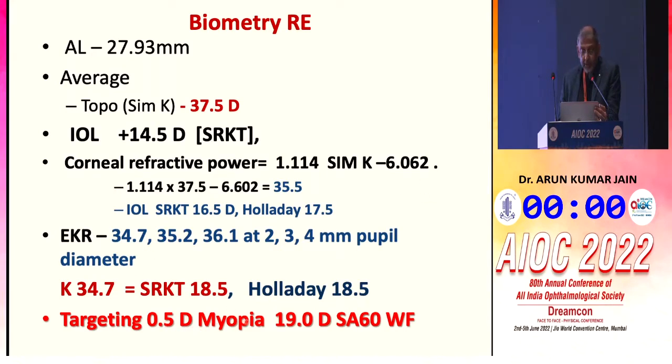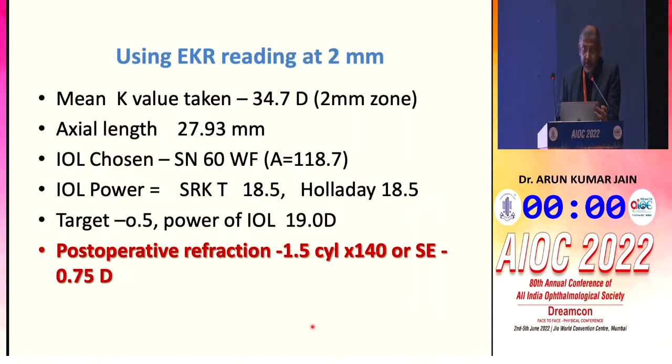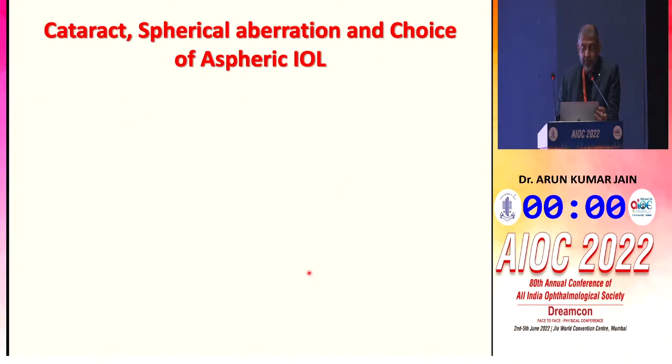So targeting a myopia of this, we used a lens of 19 diopter in this case, and we ended up with a postoperative refraction of minus 1.5 cylinder. But if we had chosen a lesser power, we would have ended hyperopic in this case.